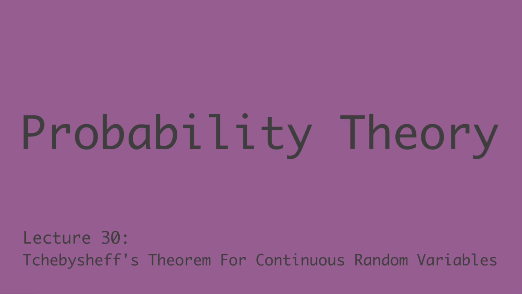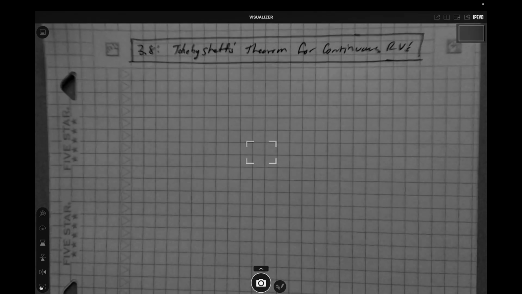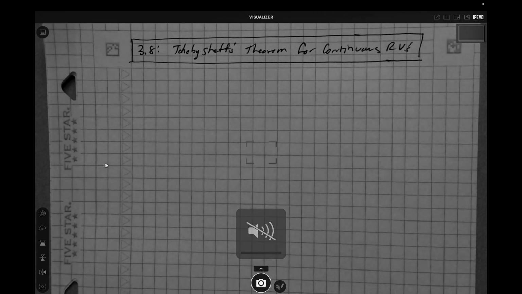This will be lecture 30 of the course, and in this section we want to revisit briefly Chebyshev's theorem, this time in the context of continuous random variables. So let's go ahead and jump into it. We'll call this section 3.8, Chebyshev's theorem for continuous random variables.